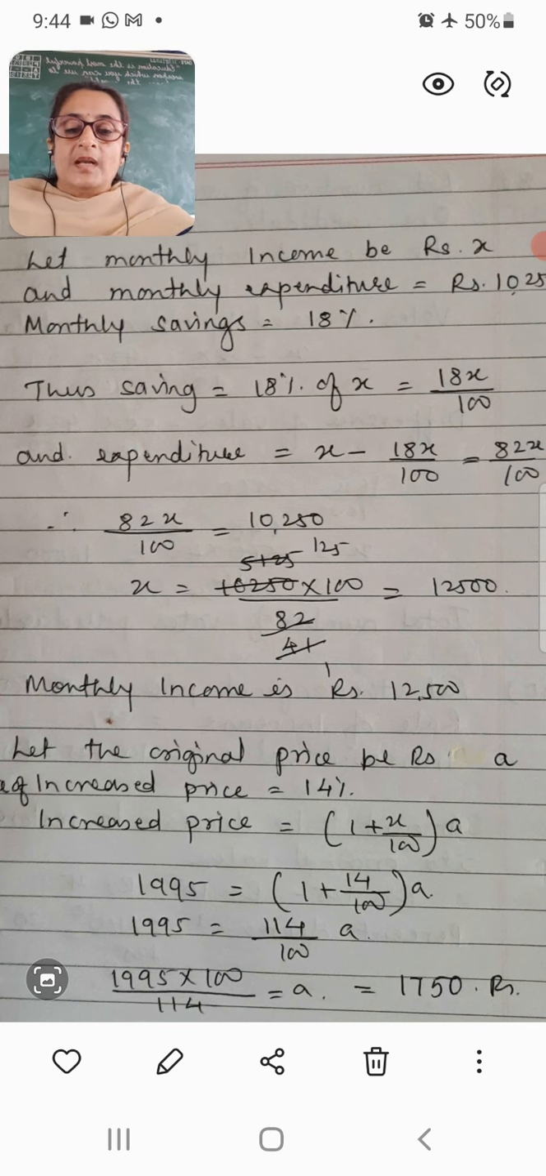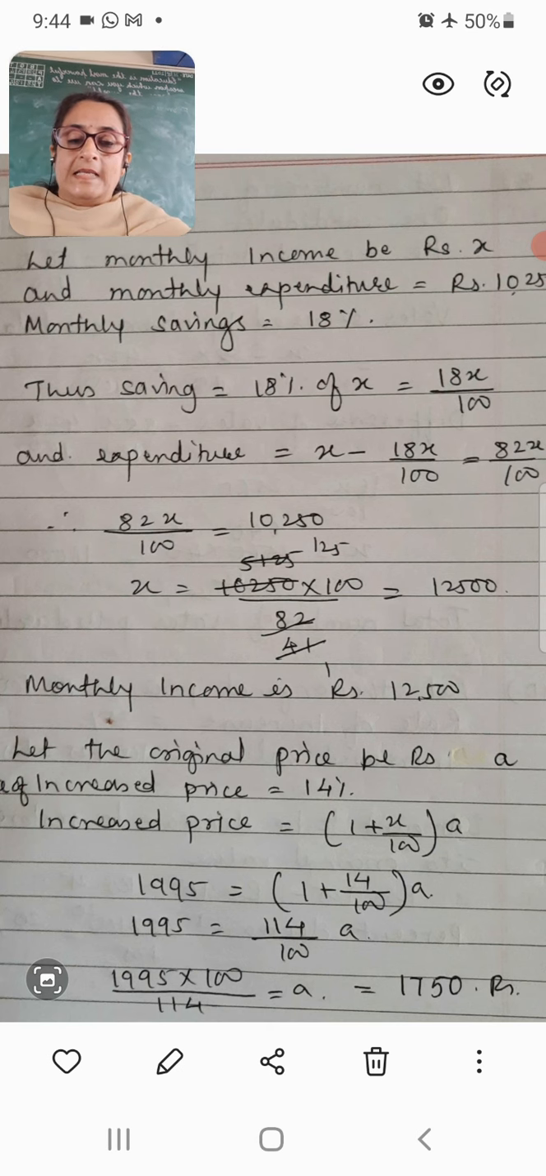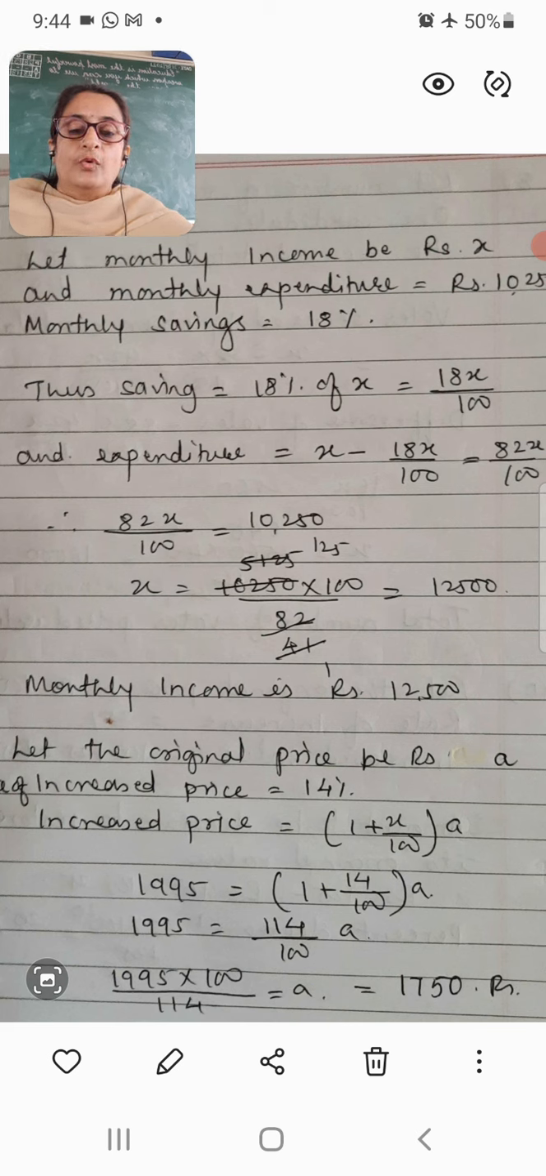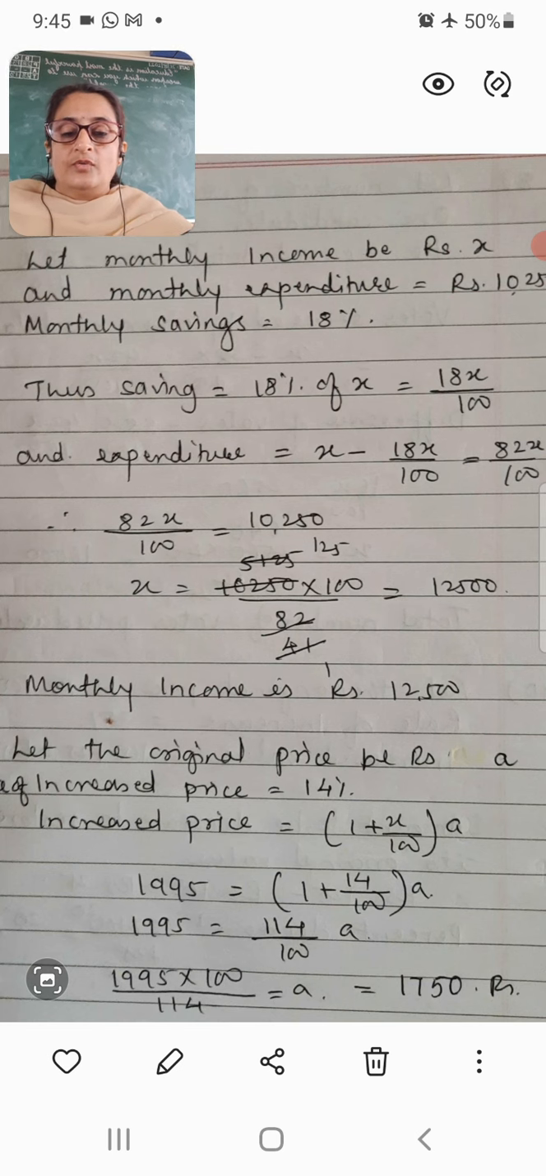Here it is a plus sign in the formula because it is increased. If it is decreased, we are going to use a minus sign in the formula. So increased price is given, that is 1995. We will write it below increased price. 1 plus 14%, which is the increase rate, 14 upon 100. A we will keep as it is because that is the original price which we have to find out.